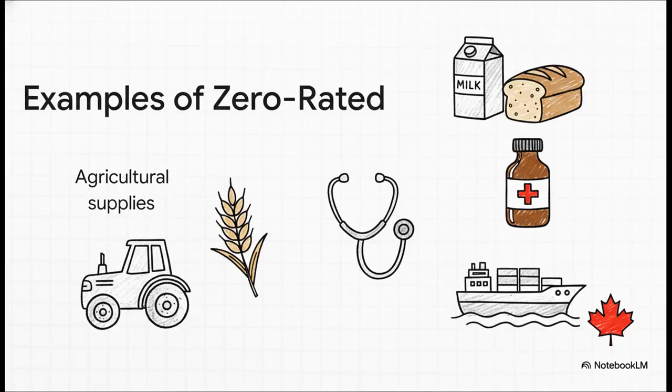So, what kinds of things are zero-rated? Well, the government uses this category for very specific reasons, mainly to make sure there's absolutely no hidden GST in the price of essential items. We're talking about things like basic groceries, milk, bread, vegetables, prescription drugs, and many medical devices. It also includes supplies for key industries like farming and fishing. And importantly, exports are zero-rated, which helps Canadian businesses compete fairly on the world stage.